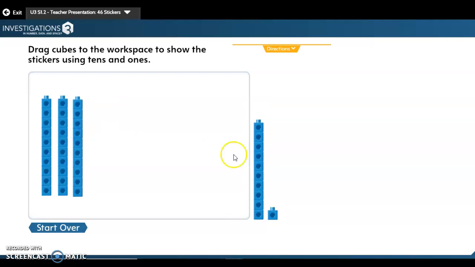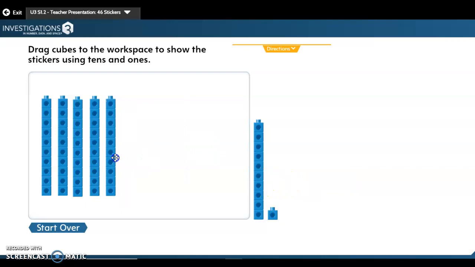We know we have 46 stickers altogether. So why could we not use 5 sets of 10s here, or 5 10 cubes? Right, because if we used 5, that would give us the number 50, which would be too many cubes. We have 46, so we would have to take some away because this would give us 50. So 4 is actually the highest number of cubes that we could start with.